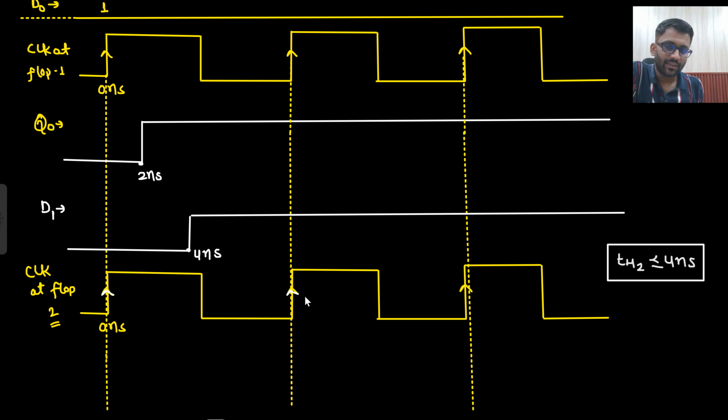What will this say? It will look ahead and look back. Looking ahead, every time constant. Looking back, what will it say? What is the setup time here? 5 nanosecond. So it will say that I at least need a window of 5 nanosecond.